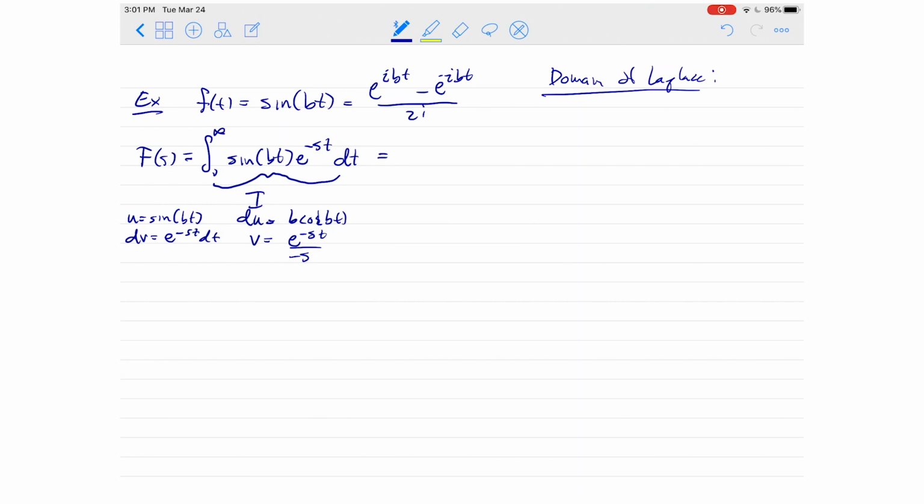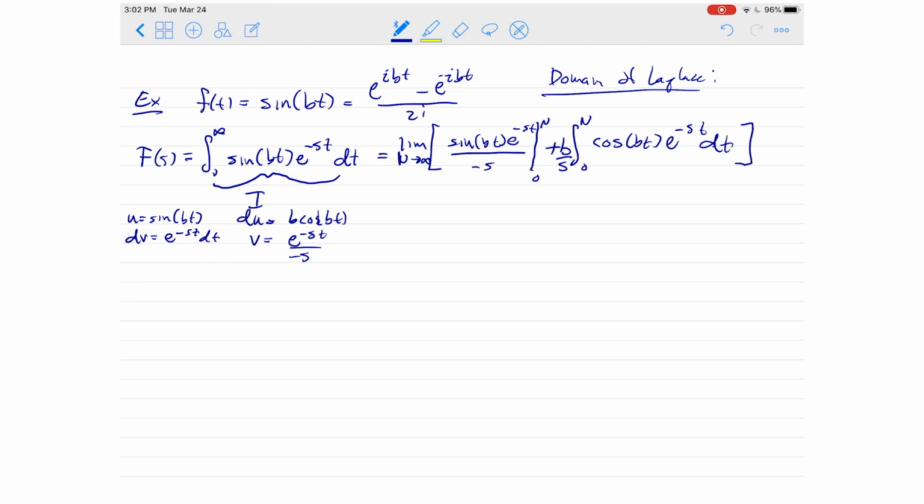All right, so plugging all that in, I'm going to have sine of bt. Let's first put our limit, so limit as n goes to infinity. It's going to give me sine of bt times e to the minus st divided by minus s. Then we're going to subtract v du. So that's going to be minus, and since we have this negative sign here, we're going to put a plus sign. Integral from 0 to n of b cosine of bt e to the minus st, and then we're dividing by s. This is dt, and this over here needs to be evaluated from 0 to n.